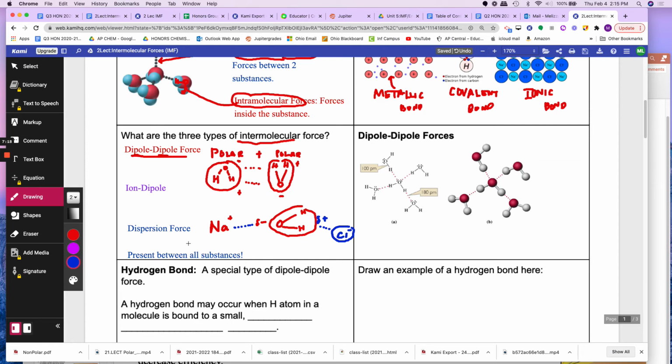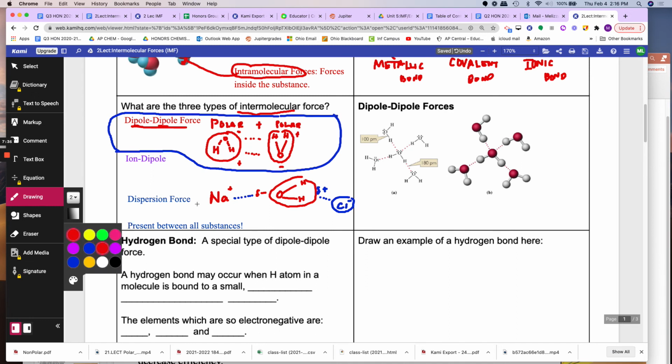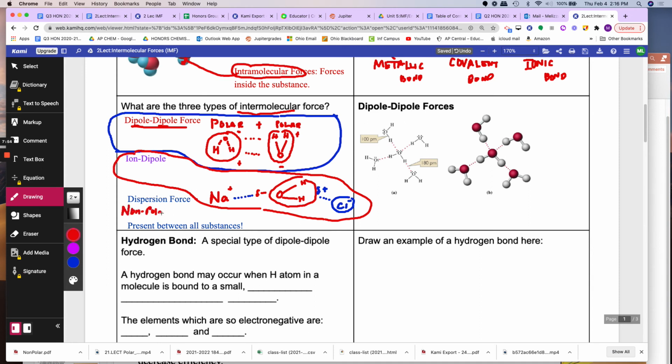The last one is called a dispersion force. So dipole-dipole is a force between 2 polar substances. Ion dipole is a force between an ion and something that is polar or something that has 2 poles. This is ion dipole. And I ran out of room for the dispersion. Dispersion force is predominant between nonpolar and nonpolar substances. Let me tell you what I mean in a minute.